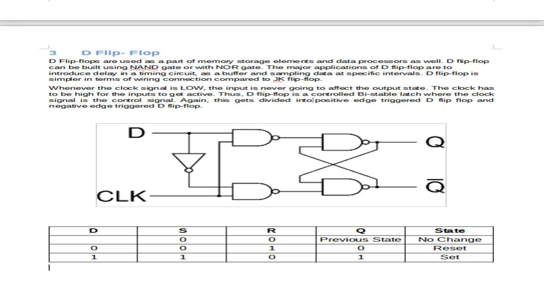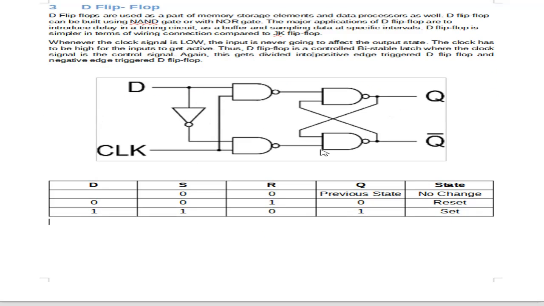The major applications of the D flip-flop are to introduce delay in the timing circuit as a buffer and sampling data at specific intervals. D flip-flop is simpler in terms of wiring compared to JK flip-flops. Whenever the clock signal is low, the input is never going to affect the output state. The clock has to be high for the inputs to get active. Thus, the D flip-flop is controlled by a stable latch where the clock signal is the control signal. Again, this gets divided into positive edge trigger D flip-flop and negative edge trigger D flip-flop.